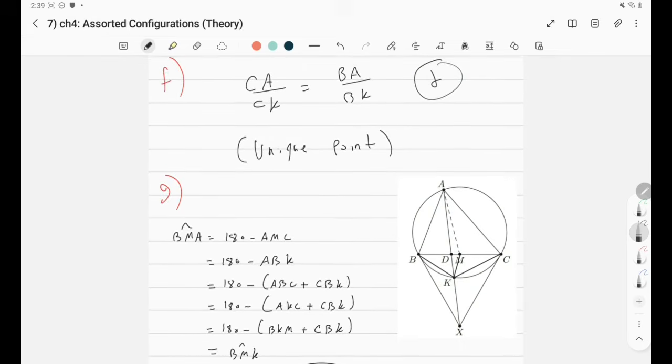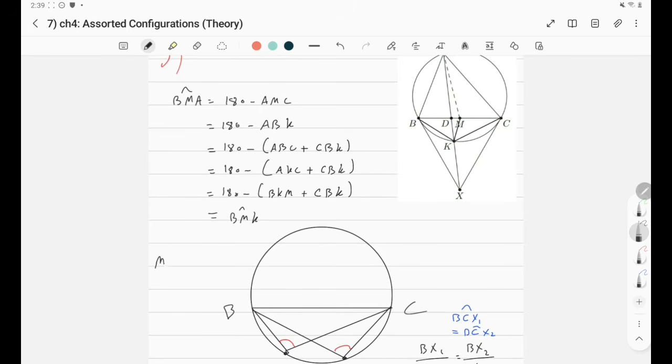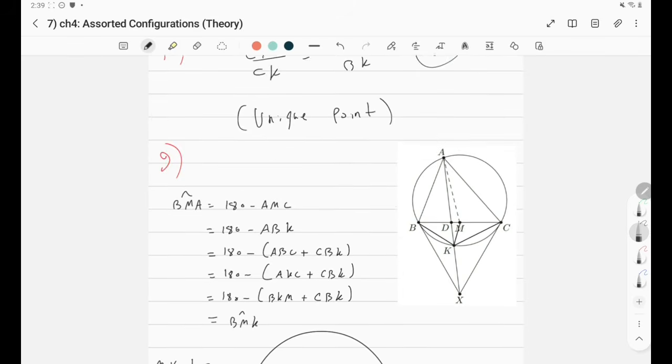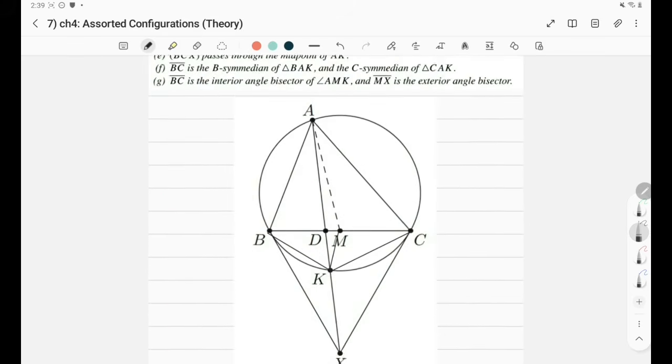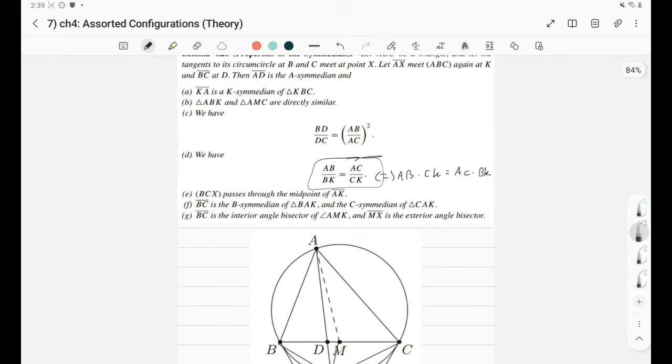And of course, as we said, showing MX is the external angle bisector just comes from the fact that it's perpendicular. So if you want, you can just add that MX is perpendicular to BC. So that's actually also enough. So right now we have proven all the previous properties. Again, you really need to keep these in mind.